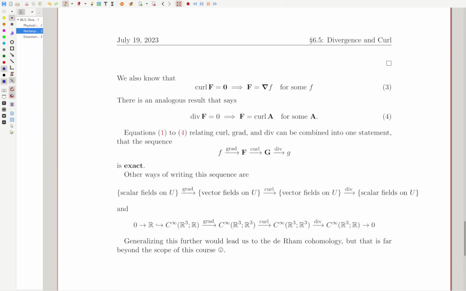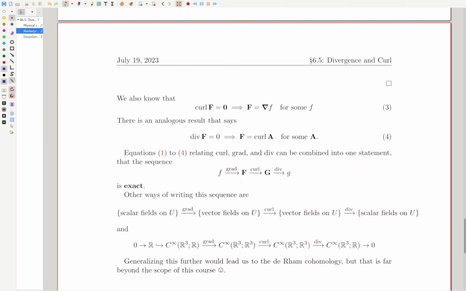But I'm just showing you that these can all be encapsulated as just one statement, just one idea, which is this sequence. The function f, that you take the gradient of, you get to this bold f. You take the curl of, you get to this bold g, and bold g, take the divergence of, you get to this little g. So the symbols here should make sense because the bolds mean that they're vector fields, the lowercase italic means that they're functions. This sequence is exact. Exactness expands out into these 4 properties.